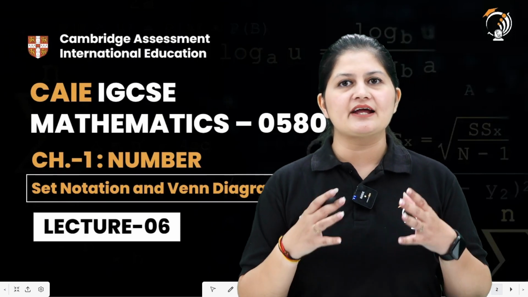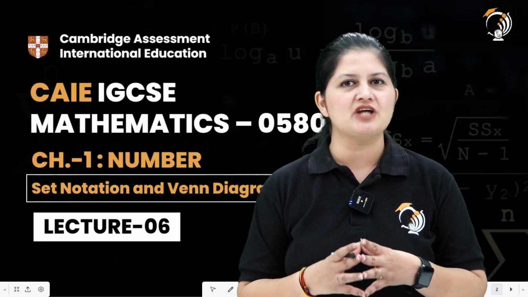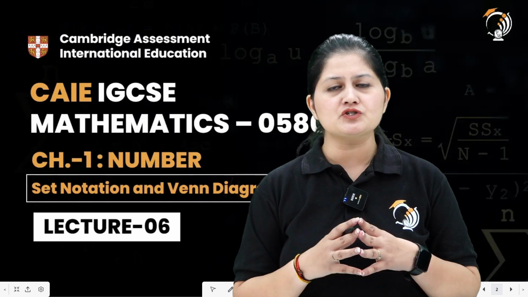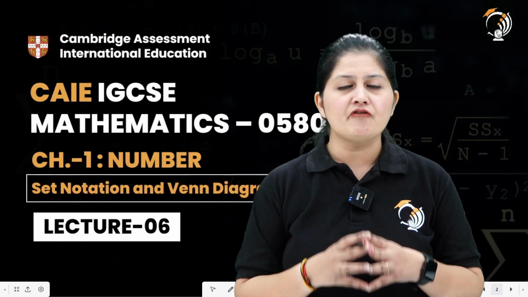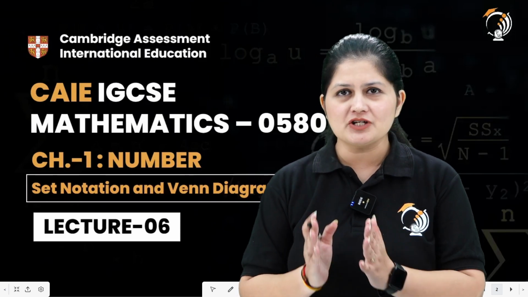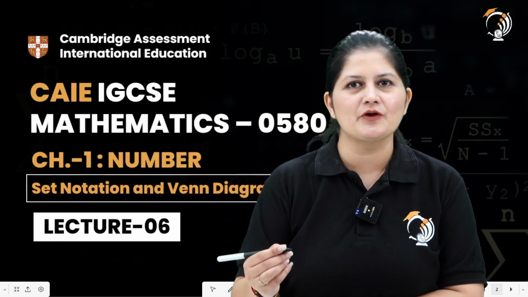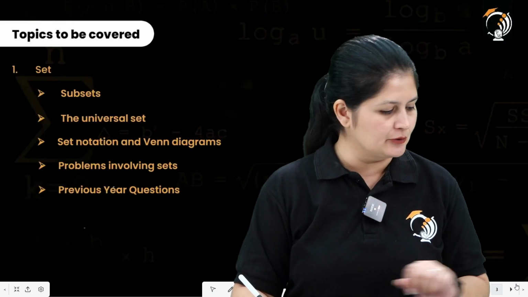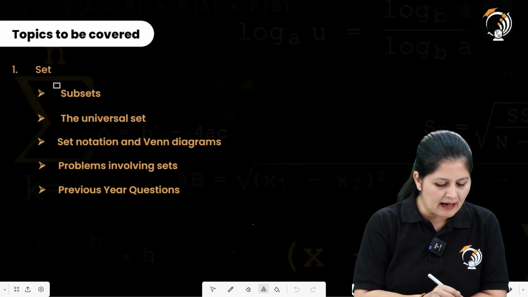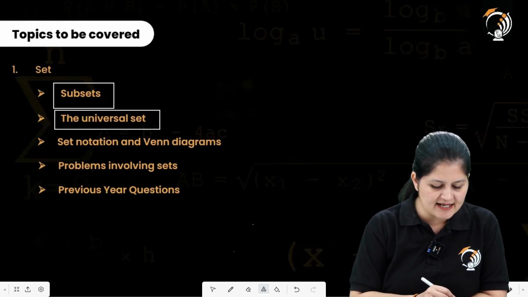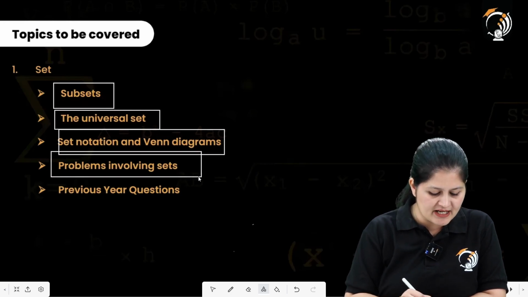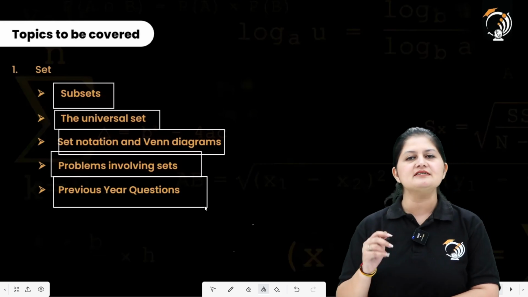Today is lecture 6, where we are completing your chapter 1, that is Number. In today's session, we will also be solving the previous year questions for the same topic, which is going to help you in your upcoming exams. The topics we are going to cover include sets, subsets, the universal set, set notation and Venn diagrams. Then we will solve problems that involve sets and previous year questions.